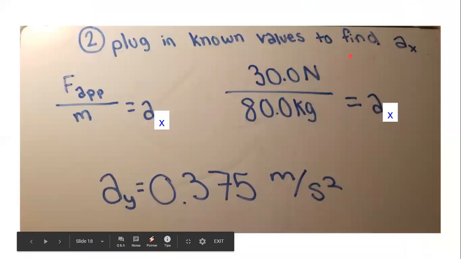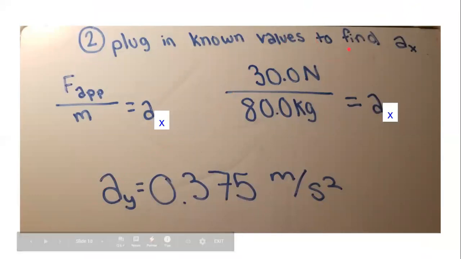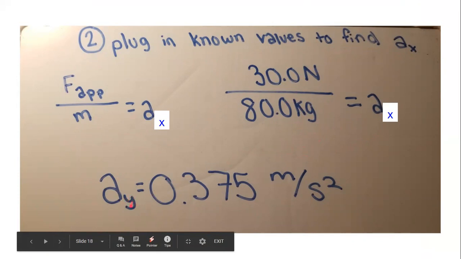Okay, now we're going to plug in our known values to find acceleration in the x direction. We know that the force applied is 30 newtons and the mass is 80 kilograms. So using the rearranged equation of Newton's second law that we did in step 1, we should get that a in the x direction equals 0.375 meters per second squared.